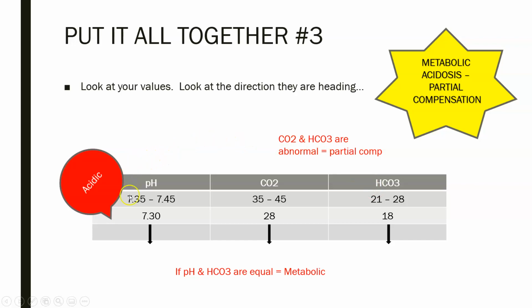Next, if we look at compensation, we look at our pH first. It is not within range. So then we're going to look at our CO2 and bicarb. Because both of them are abnormal, they're both doing their part, so it is partial compensation. So we have metabolic acidosis, partial compensation.